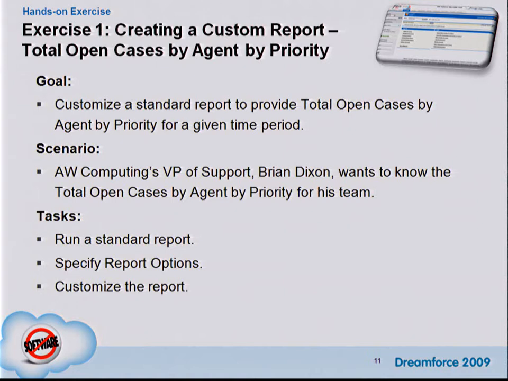Well, in this first exercise, Brian wants to be able to track total open cases by agent, by priority. So we want to take a look at one of the standard reports that we have called total open cases. Okay, and what we're going to do is customize that and create our very own report. So Brian wants to know the total open cases by agent, by priority for his team. So we're going to run a standard report, we're going to specify the report options, and we're going to customize the report.